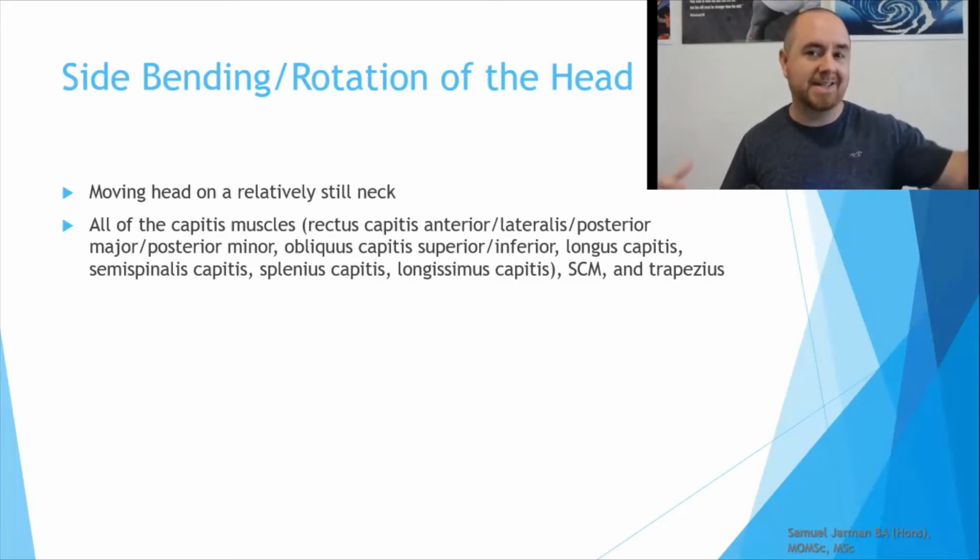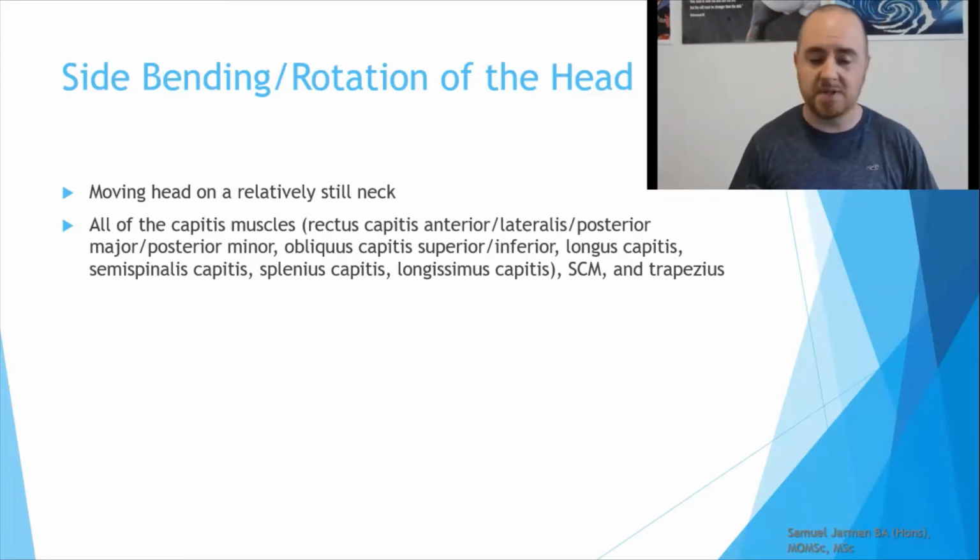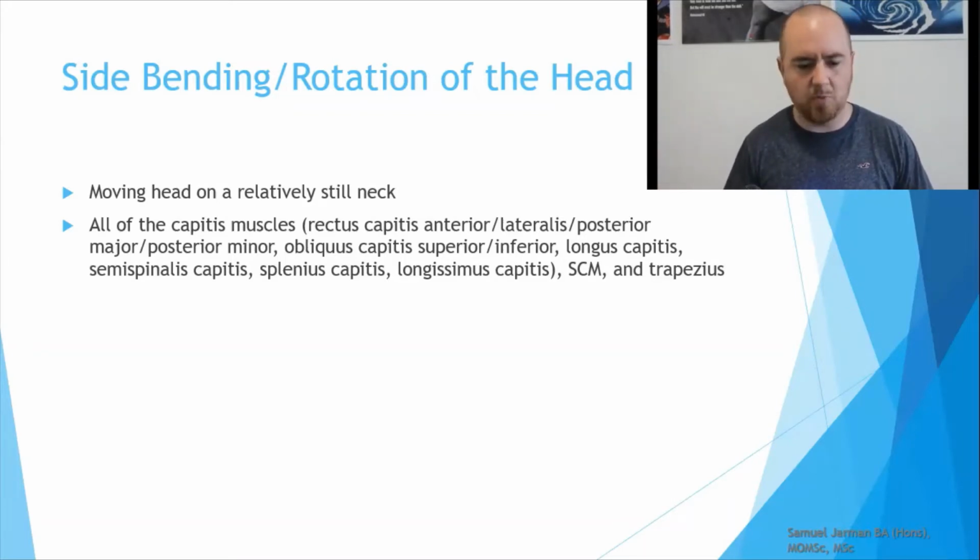So in this case, if it's the head, you're talking about all the capitis muscles, so the rectus capitis anterior, lateralis, posterior major, posterior minor, your obliquus capitis superior, inferior, longus capitis, semispinalis capitis, splenius capitis, longissimus. Oh, no, longus capitis is anterior. Sorry, almost thought I made a mistake there because the longus capitis and longissimus capitis messed me up. Longus capitis is on the front, longissimus capitis is on the back. And then you're going to have the SCM and trapezius also contributing to head side bending and head rotation.